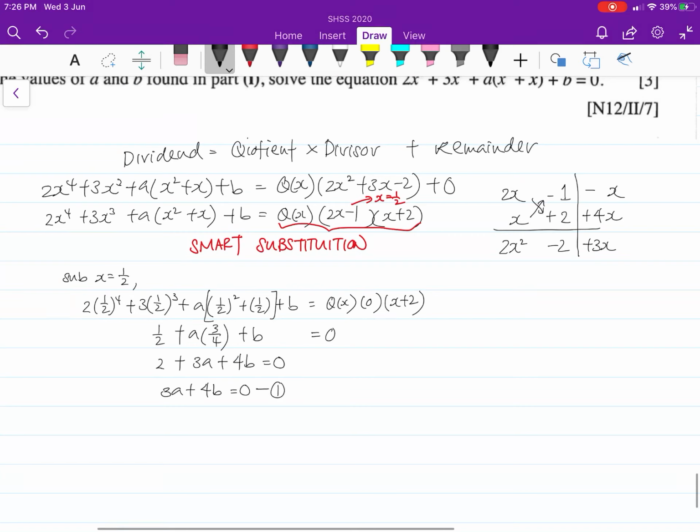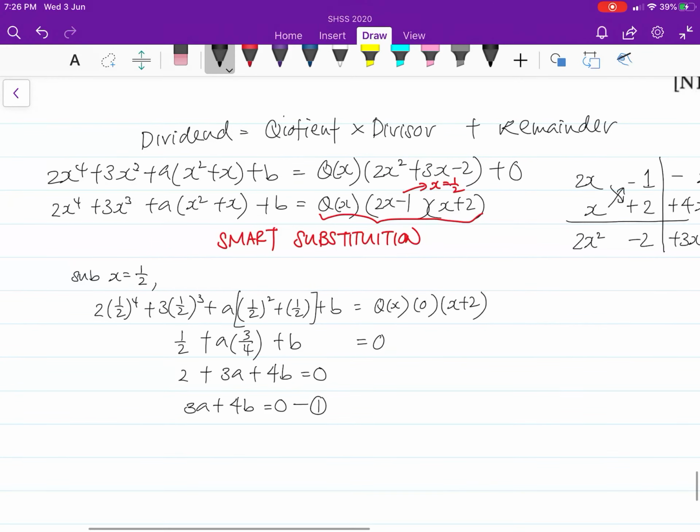Now, remember we got two unknowns, a and b. So definitely there will be two equations. That's the first equation. Now, there's one way to make the right side equals to 0, and the other way to make the right side equals to 0, this is x equals to minus 2. I just need to substitute x equals to minus 2. So, I'm going to do the same thing. Substitute x equals to minus 2.